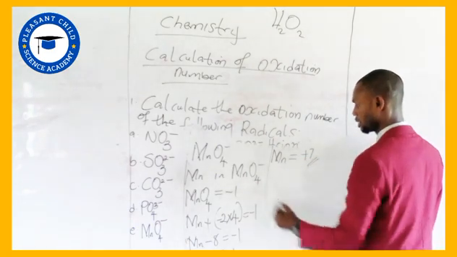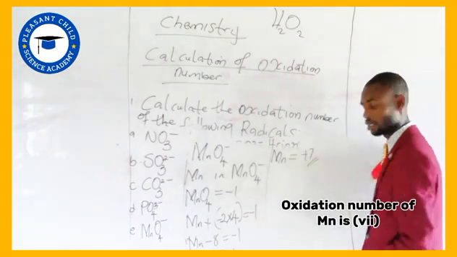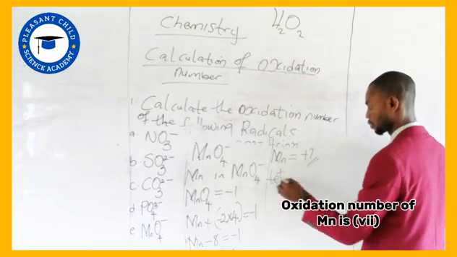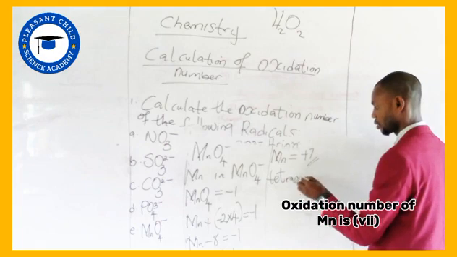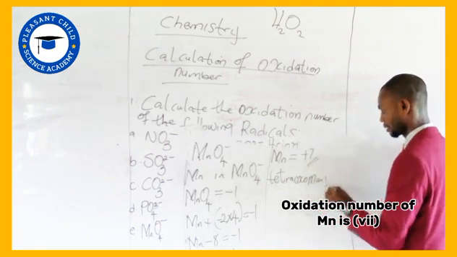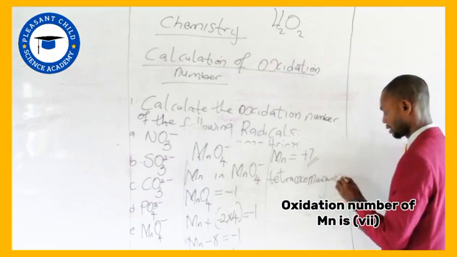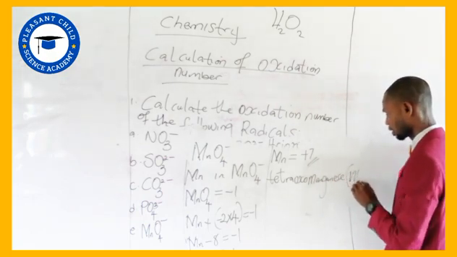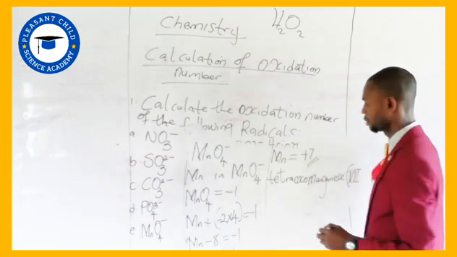And if you want to call the name of this radical, you will say tetra, because of this 4. Tetraoxomanganate. Manganate what? Manganate(VII). And it must be in Roman numeral.